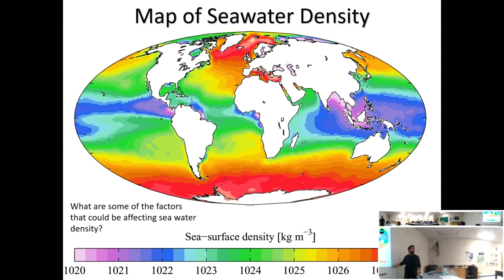Why is it a little bit higher than 1? In the whole ocean, we don't see anything with a density of 1. Didn't I just say that pure water has a density of 1? So why is this a little bit denser?